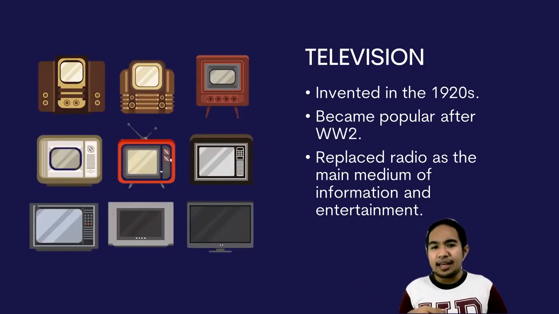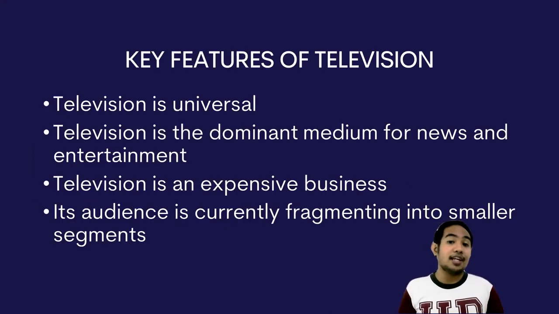So television became popular after the Second World War and replaced radio as the main medium of information and entertainment. By the 1960s, the television industry matured, thereby having more professional content. Let us look at some key features of television.